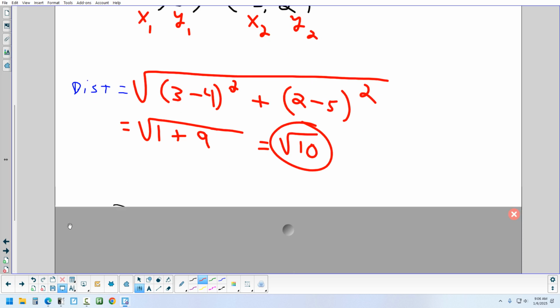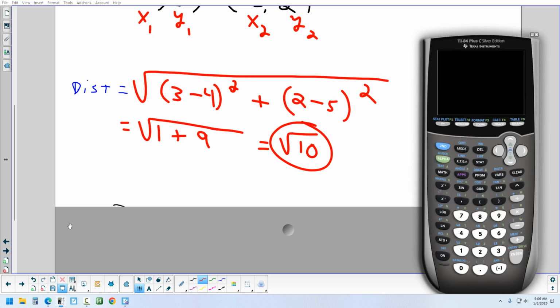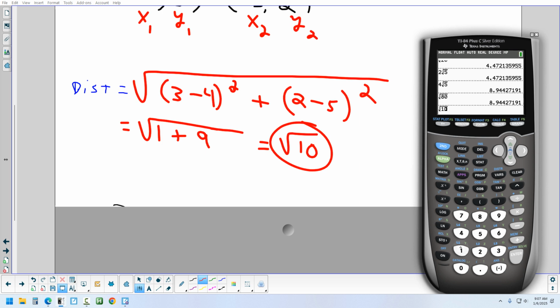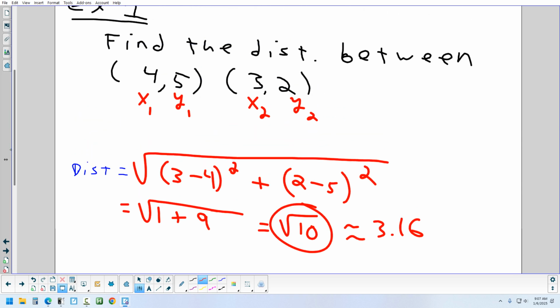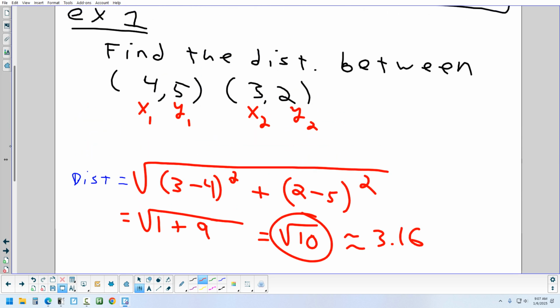Okay, square root of 10. If they don't specify how to leave your answer, you can just leave it as an exact. If they say round to 2 decimal places, well, you're going to do square root of 10. And that one would be about 3.16. Everybody know how I did the square root on there? Second square root? Okay. Any question on how we found the distance between those 2 points using the distance formula, which is really just based on a triangle and uses Pythagorean theorem.